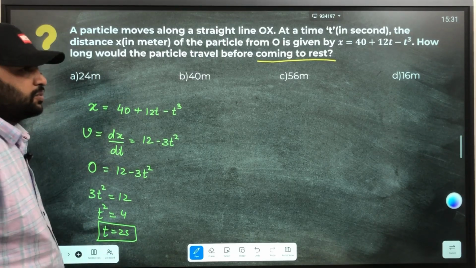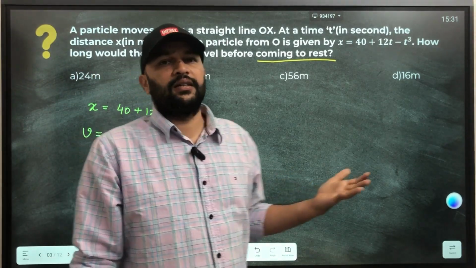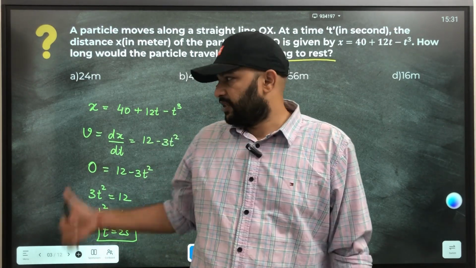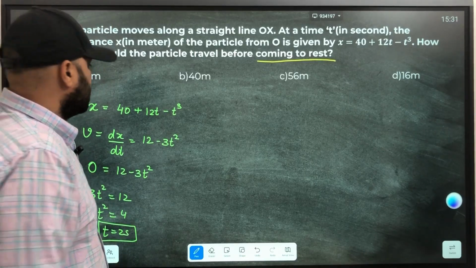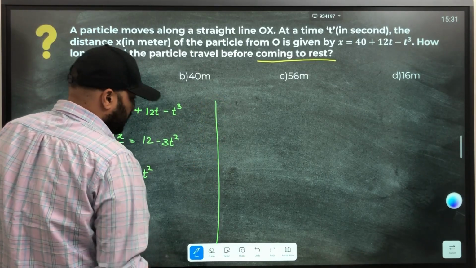So t is equal to 2 seconds. At t equal to 2 seconds, the particle is coming to rest, right? Because the velocity is 0. If t is equal to 2 seconds, then let's substitute it back here and find the value of x.